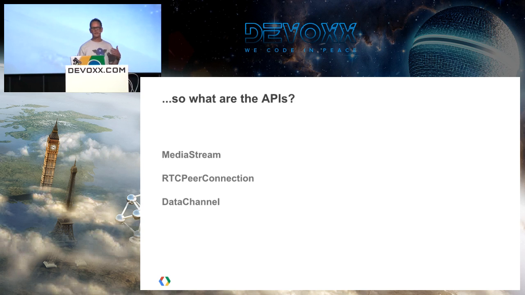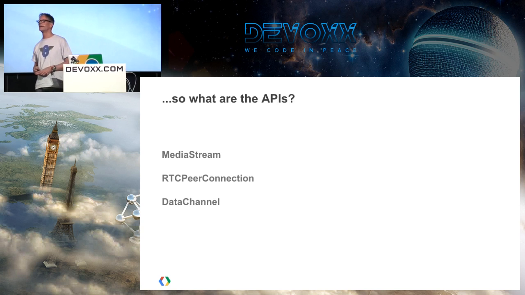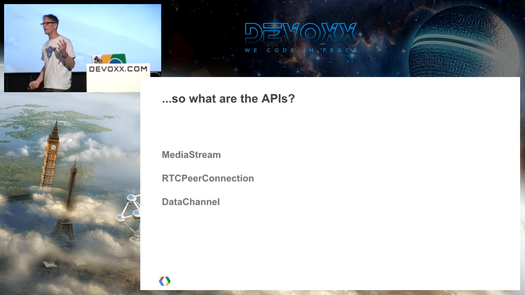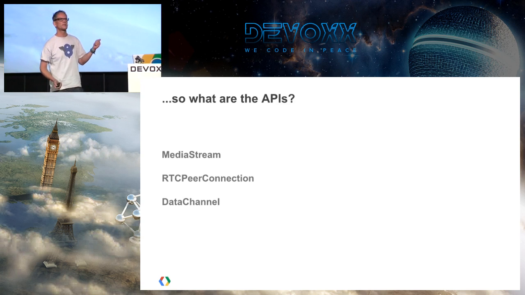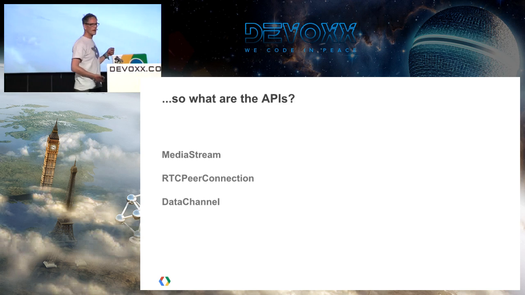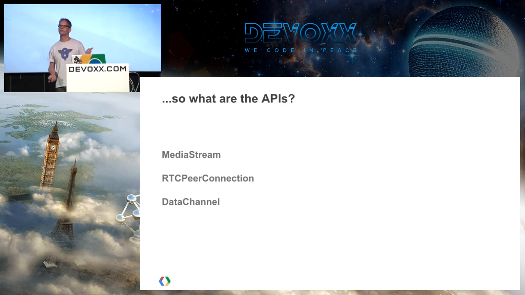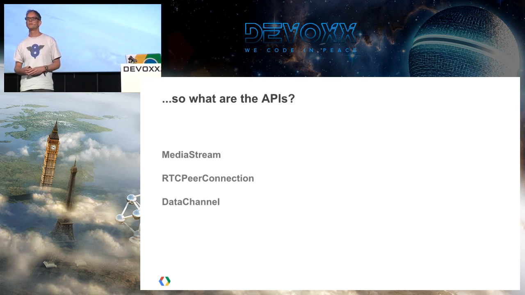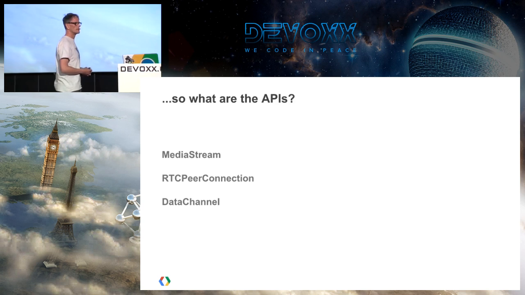So like I say, we need to get the media, which I've just shown some examples of, and then we need to communicate it, and then we need to do this signaling process as well. So the APIs of WebRTC are MediaStream, which I've showed, and then RTCPeerConnection, which is the API that deals with actually communicating audio and video data. I'll go into some detail about that.